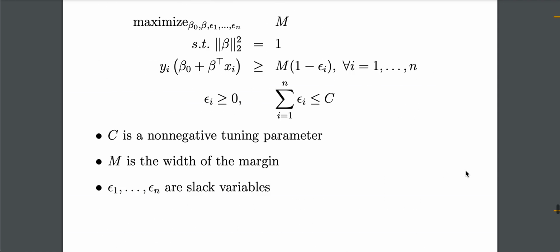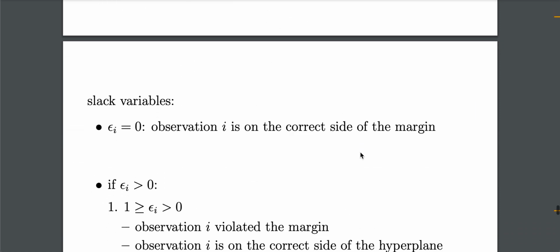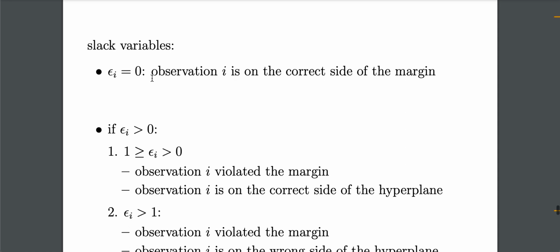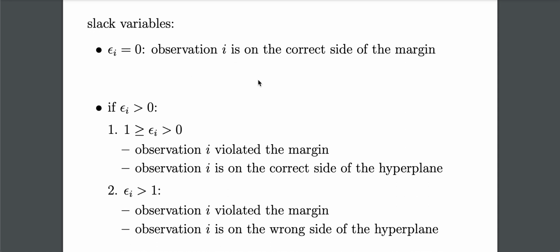So epsilon i is non-negative, and there are 3 scenarios. If epsilon i is 0, observation i is on the correct side of the margin. Correct side of the margin also means correct side of the hyperplane, right? It means that the point, not only is it on the correct side of the hyperplane, but it's also at least m away from the hyperplane.